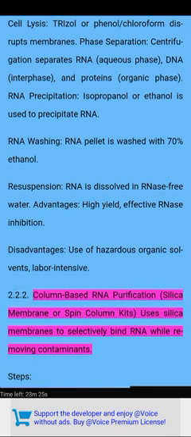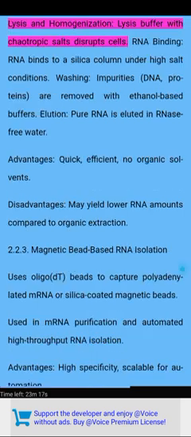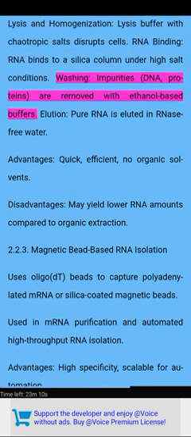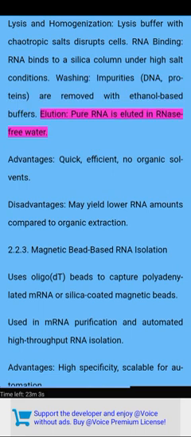2.2.2. Column-based RNA purification, silica membrane or spin column kits, uses silica membranes to selectively bind RNA while removing contaminants. Steps. Lysis and homogenization: lysis buffer with chaotropic salts disrupts cells. RNA binding: RNA binds to a silica column under high salt conditions. Washing: impurities, DNA, and proteins are removed with ethanol-based buffers. Elution: pure RNA is eluted in RNase-free water.